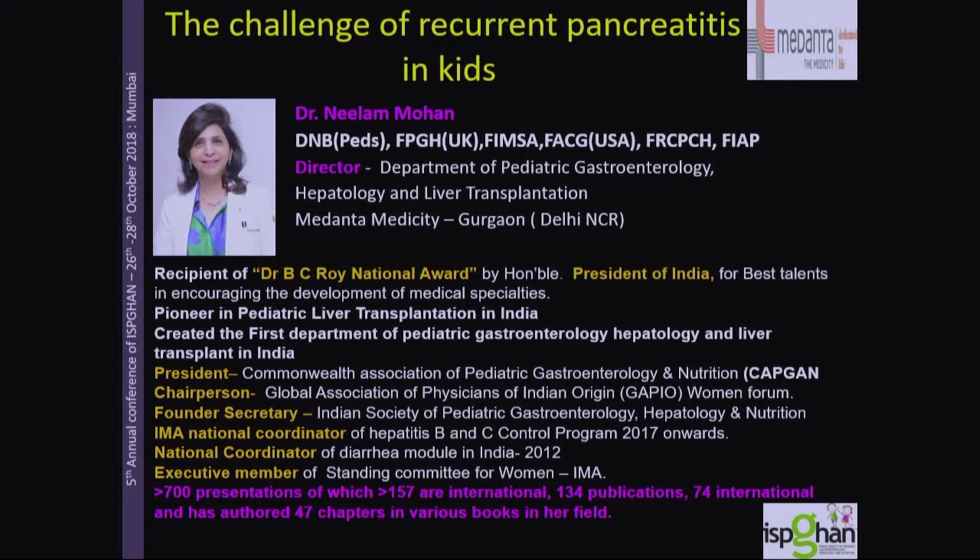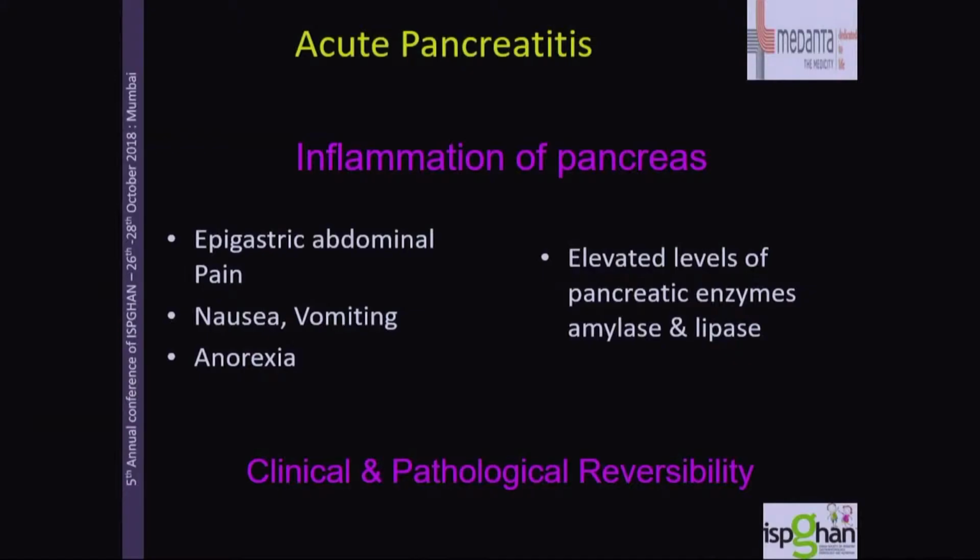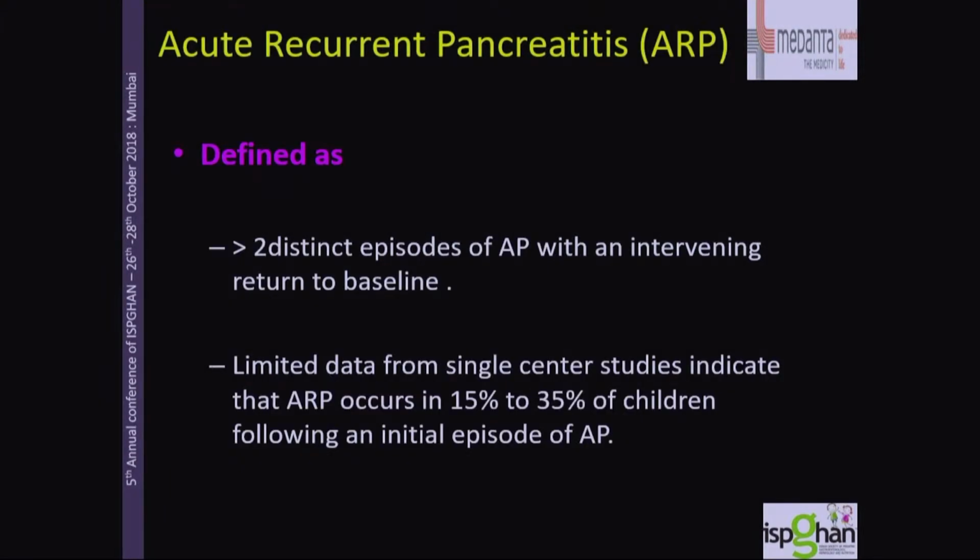Challenge of recurrent pancreatitis in kids. I realize that there are a lot of non-specialists, so I'll make it very simple. So pancreatitis is inflammation of the pancreas with clinical and pathological reversibility. That is the key word to know. And acute recurrent pancreatitis, the only difference is that it occurs 2 or more times. And we realize that almost 15 to 35% of children can have recurrent pancreatitis from the previous data.